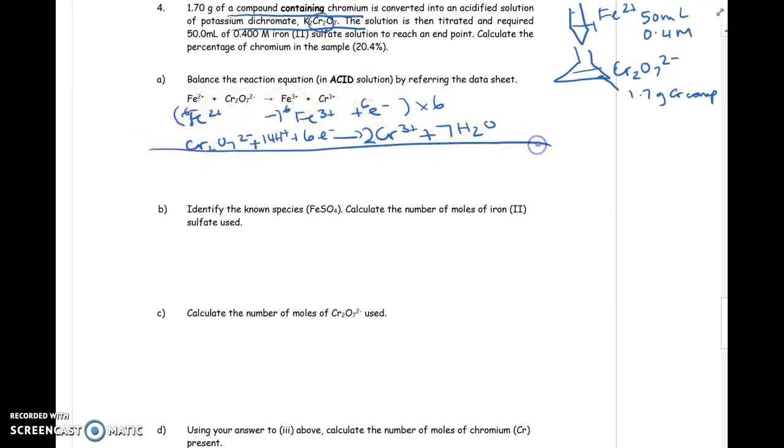and add it together, and we end up with 6 Fe2 plus, dichromate, plus 14 hydrogen ions plus 6 electrons goes to 6 Fe3 plus, 6 electrons, plus 2 chromium ions plus 7 water. Eliminate and redo with appropriate state symbols.